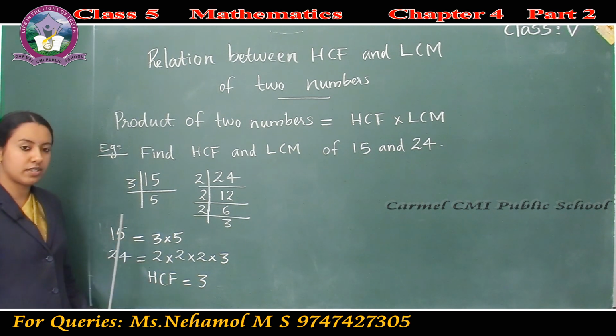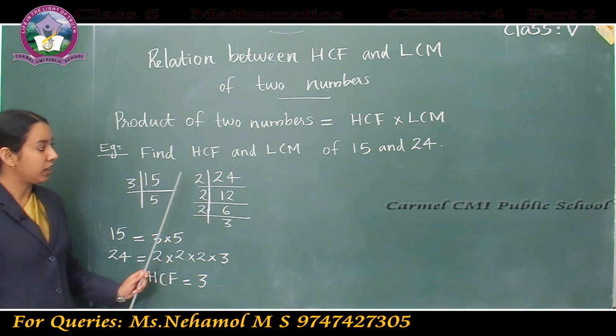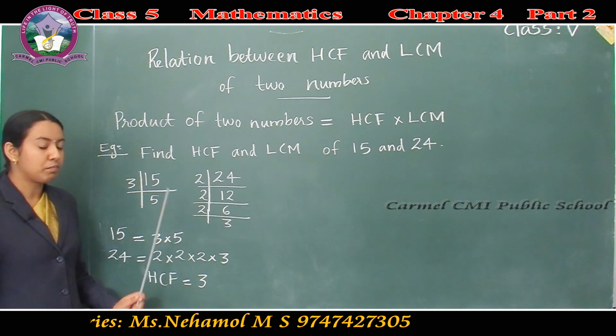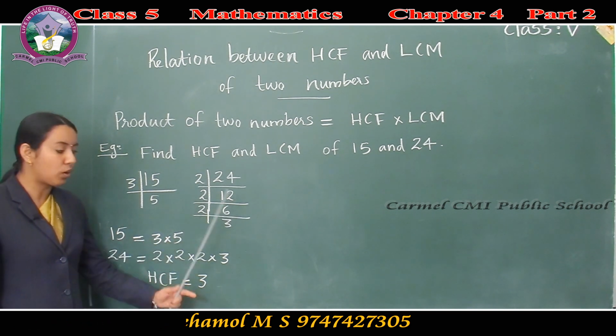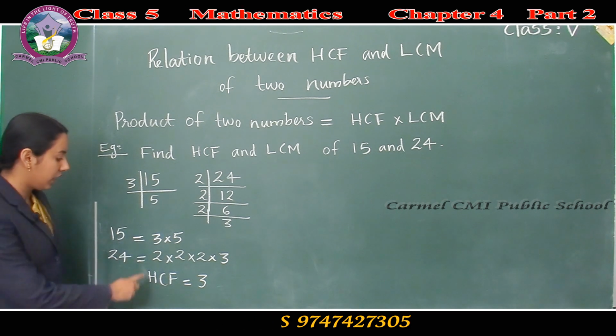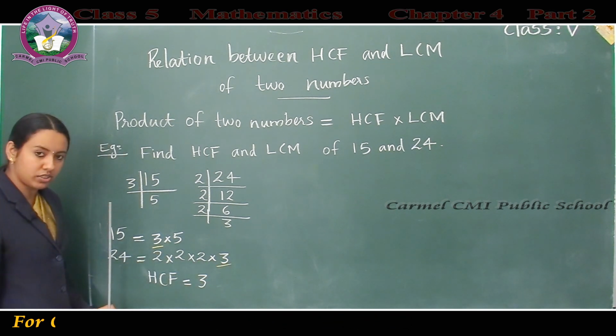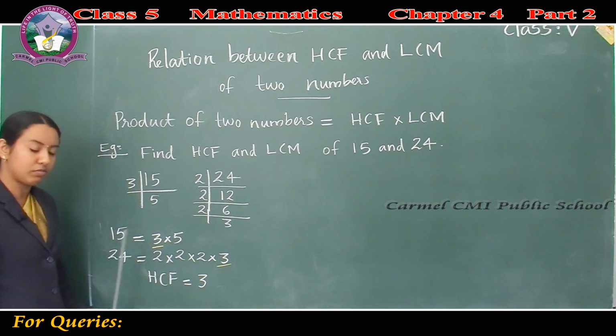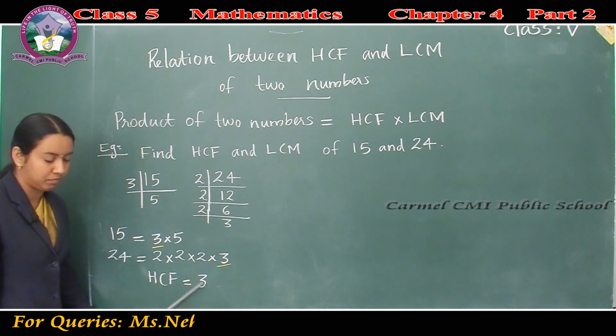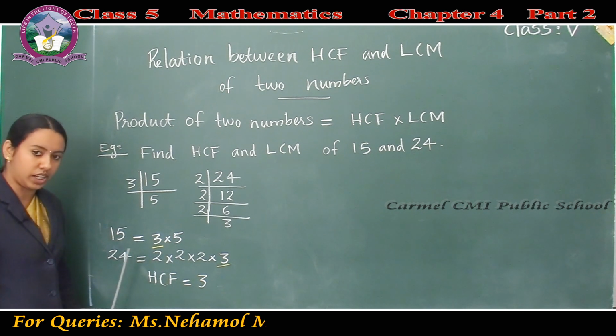Then what is HCF? By the prime factorization method, HCF is equal to the product of common factors. Here 3 is here, 3 is here. Any other common factor? No. So HCF will be equal to 3. HCF is equal to 3.